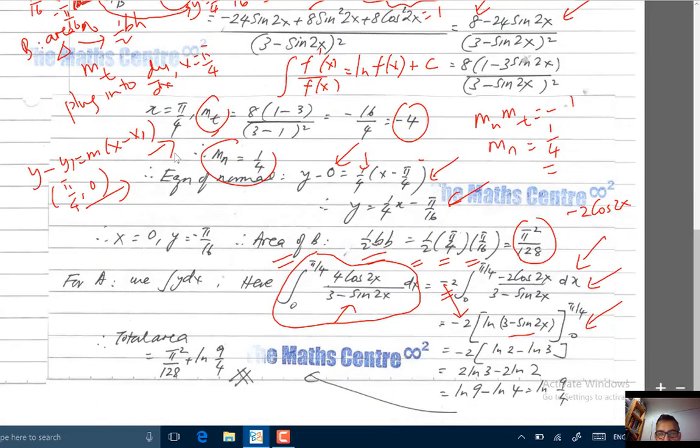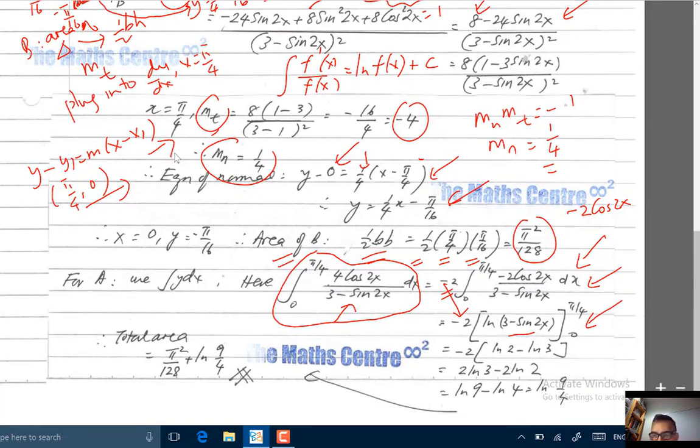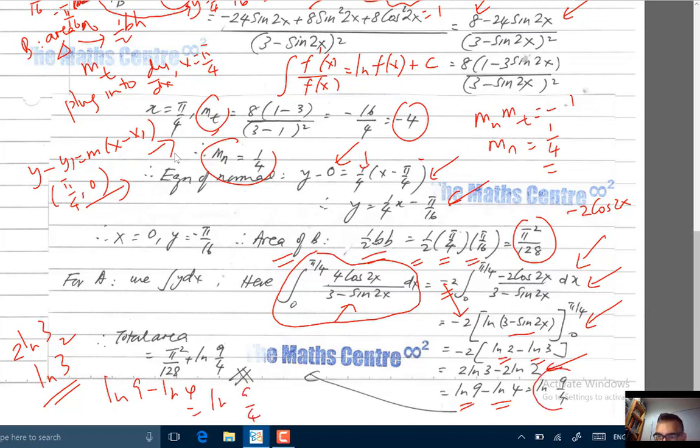Now what's left? Just plug in, yeah? Just plug in pi over 4 first, and then you plug in 0. You will get minus 2 times log 2 minus log 3. Cleaning this up, you will get 2 log 3 minus 2 log 2. And you know that 2 log 3 will be, let me write it here, log 3 squared, which is log 9. That's what you see here. And then 2 log 2, similarly, is log 2 squared, which is log of 4. And we know that log 9 minus log 4 will be log 9 over 4. And that is your answer for the area A.